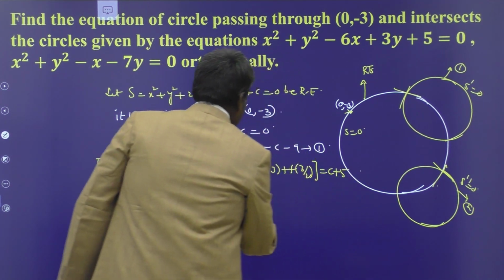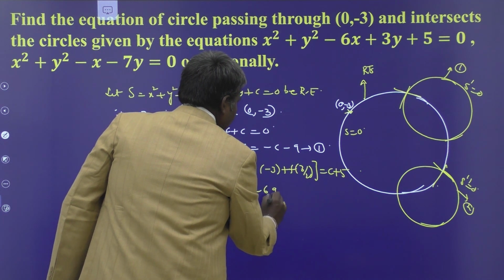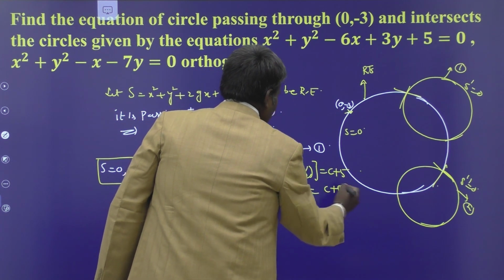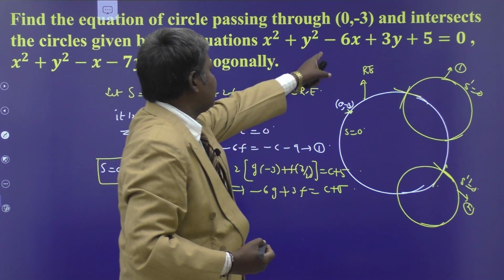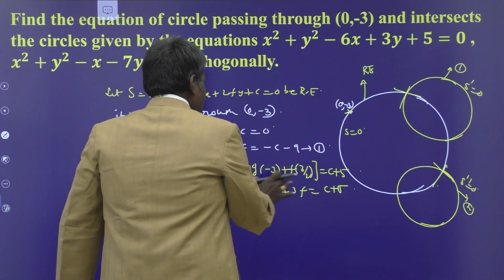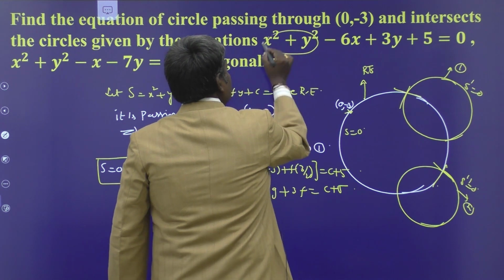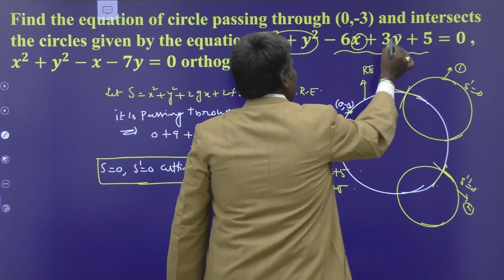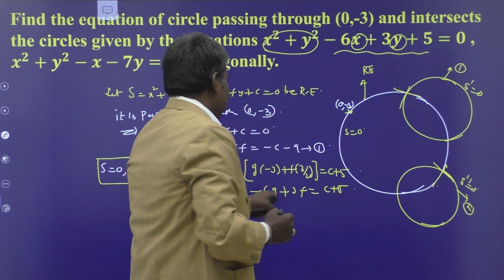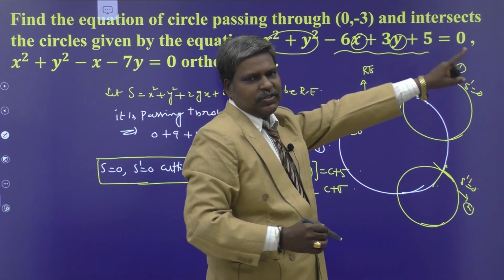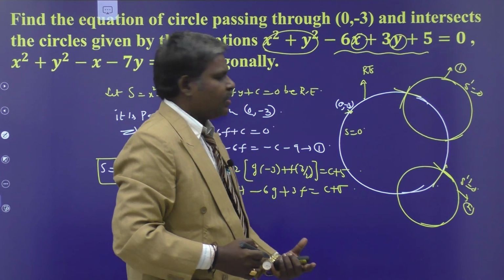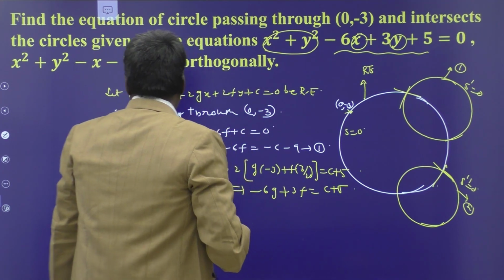Implies minus 6g plus 3f is equal to c plus 5. Directly we can write this one, leave x square plus y square, and instead of x you write g, instead of y you write f. Minus 6g plus 3f is equals to c plus 5. Just by looking at the equation itself we can write the orthogonal condition we discussed in the last class itself.